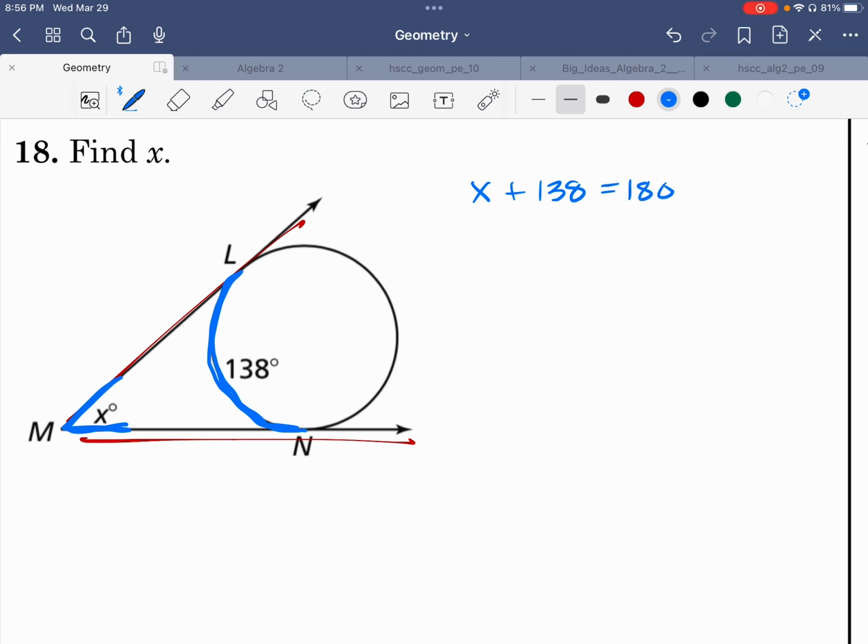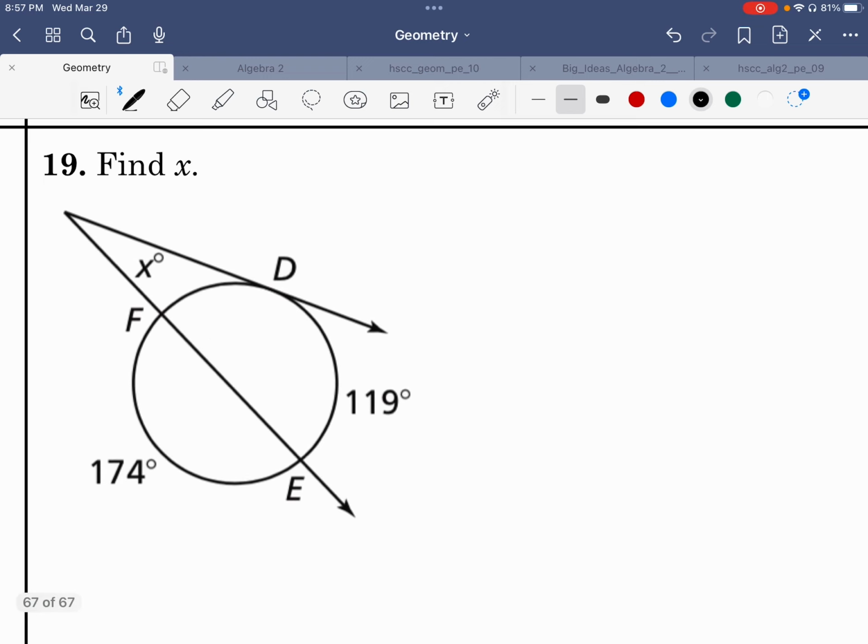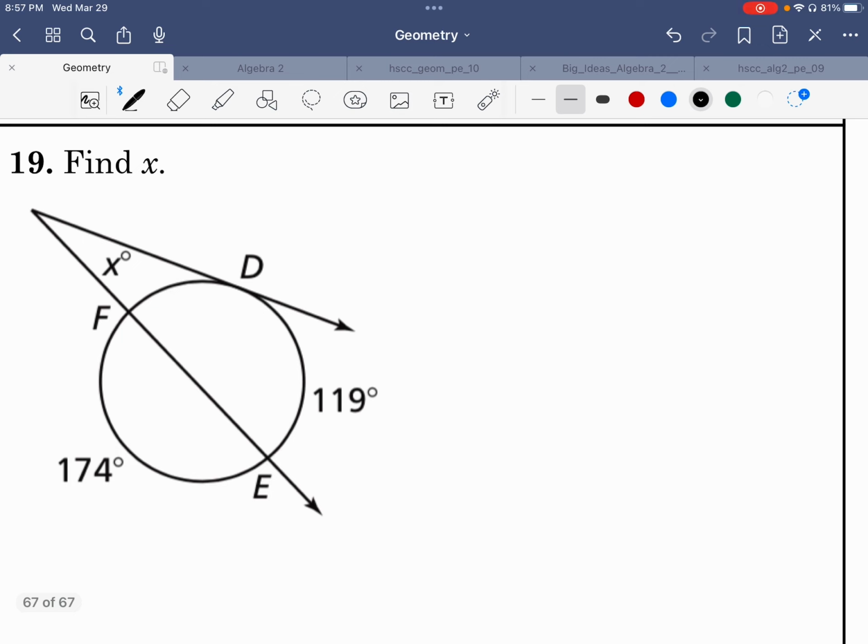Now there are a lot of different techniques you can use, but this is the one I'm going to go with, applying that theorem that we learned in class. We subtract the 138 from the 180, and that tells us that x is equal to 42 degrees. If you want to double check it, just add the 42 and the 138 and make sure they add up to 180. And moving on to our last question, number 19 for the third video, we have to find x.